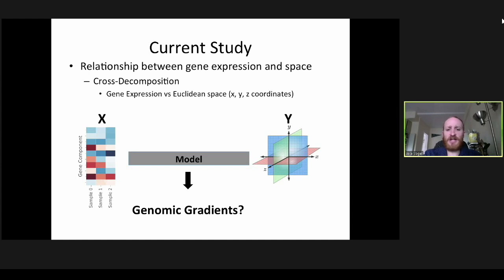So we're trying to understand broadly the relationship between gene expression and space across the whole human brain. And we're asking, are there major spatial gradients along which gene expression systematically covaries? So we'll be using cross-decomposition to try to identify genomic gradients in the adult brain and try to understand relationships between gene expression and the spatial location of a given tissue or cell in the brain.